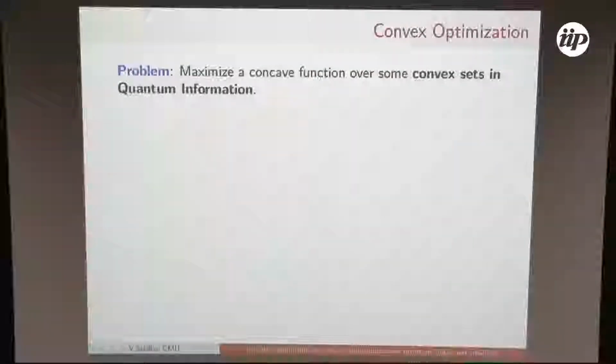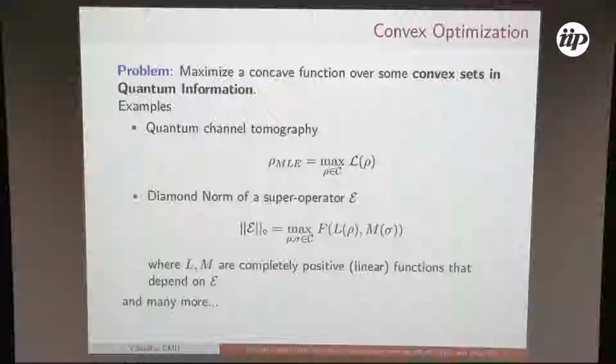Good, so you want to maximize a concave function over some convex set. As I mentioned, the functions in the previous slide, which was the log likelihood function, you can maximize that over the set of quantum states, so you get the maximum likelihood estimate in tomography. Or if you want to, say, compute the diamond norm of a superoperator, then you can essentially maximize the fidelity function over the 2 copies of quantum states, where these L and M operators somehow depend on E and so on.